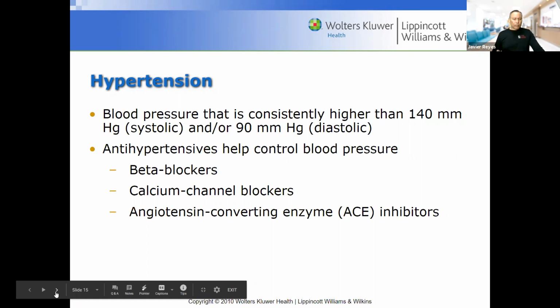And how do you know someone's taking a beta blocker? If you look at the name of the medication, it's going to end in LOL, like laugh out loud. LOL, like labetalol, metoprolol, and everything that ends in LOL is usually called a beta blocker. All right, that's one way of knowing it.